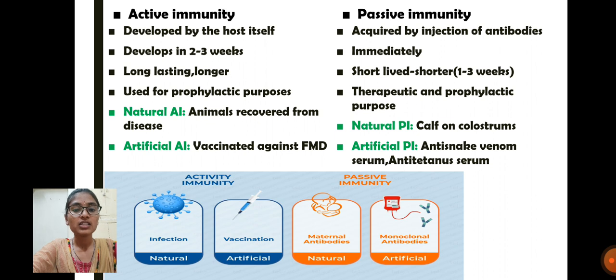In active immunity, there are natural and artificial. Natural is like animals recovered from disease, and artificial is being vaccinated against foot and mouth disease. In passive immunity, natural is like calf getting immunity through colostrum, and artificial is anti-snake venom serum or anti-tetanus serum.